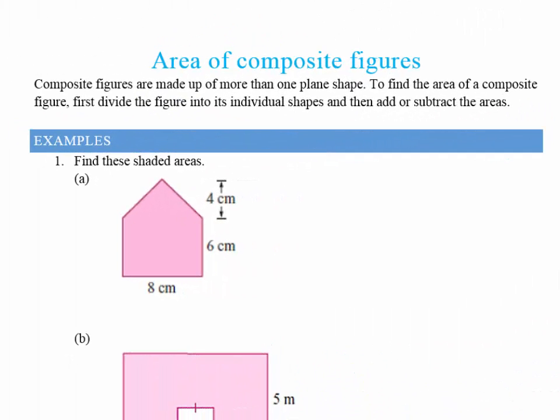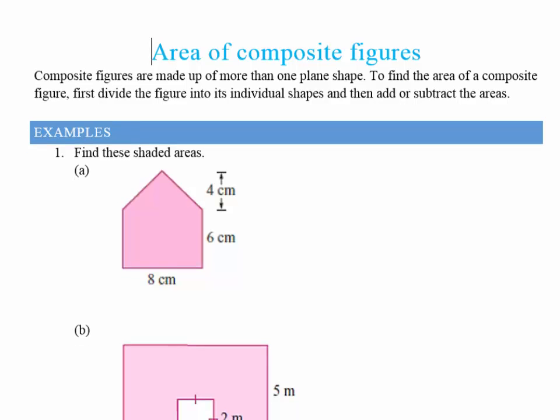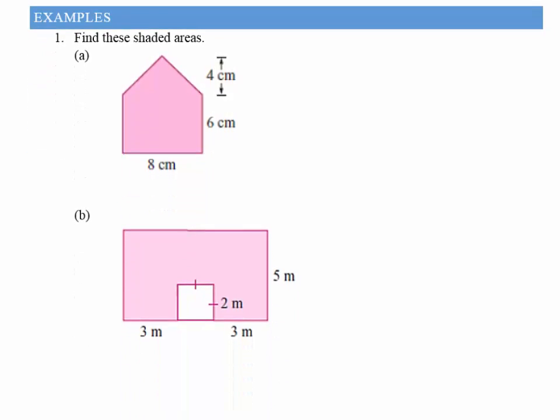So today what we're looking at is area of composite figures. And as you all know, a composite figure is made up of more than one plane shape. So to find the area of composite figures, first we divide the figures into their individual shapes and then we either add or subtract the areas. So hopefully you're going to find this quite good and very simple. Let's have a look. There's two examples here.